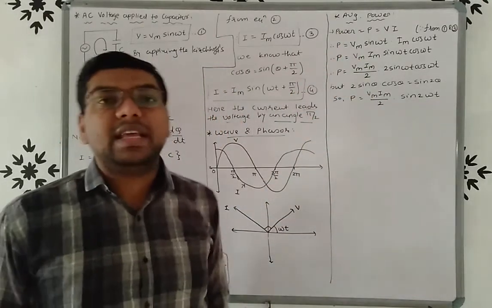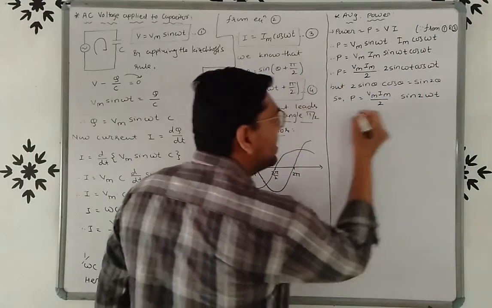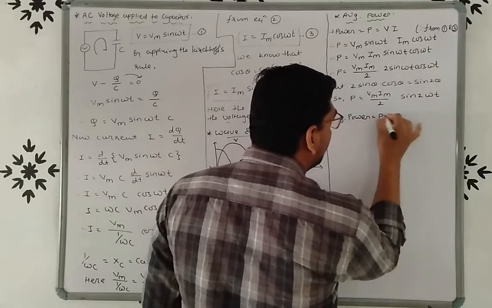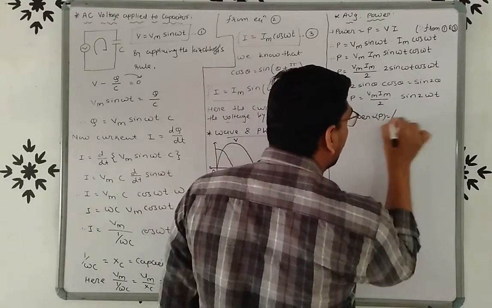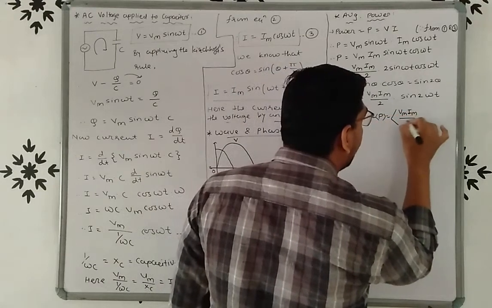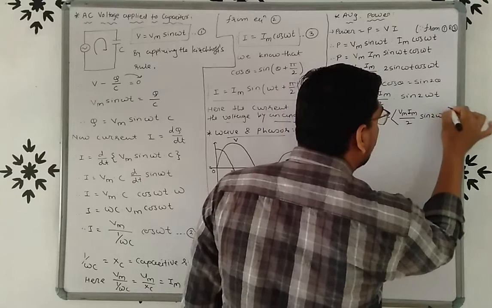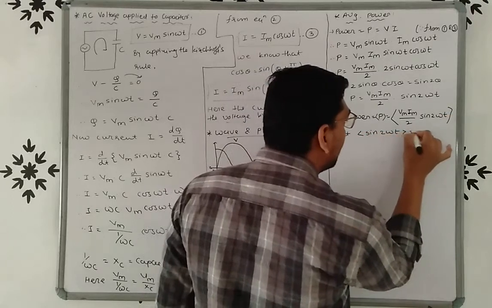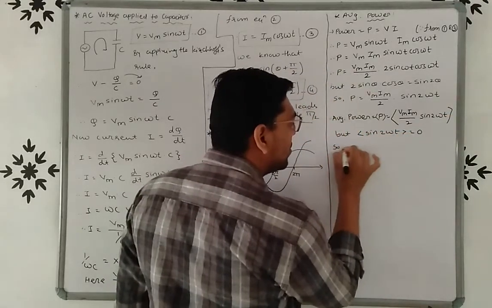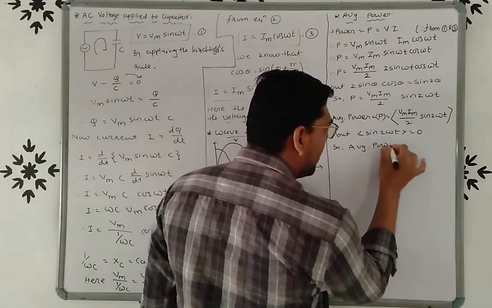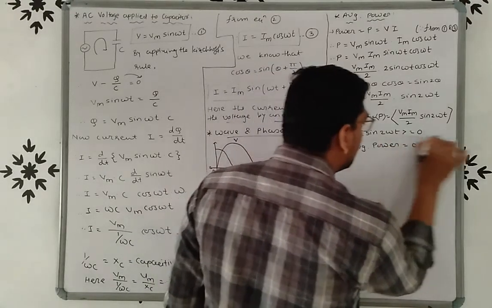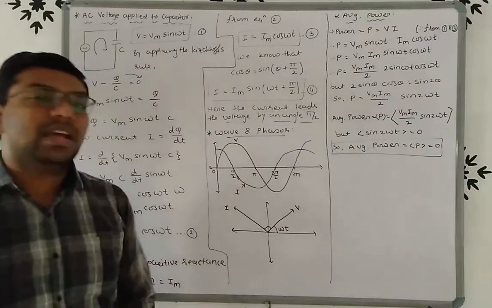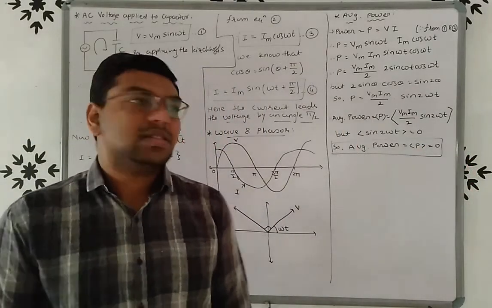But here we have to find the average power. So here we take the average of this equation. So the average power equals the average value of Vm Im by 2 sin 2 omega t. But the average value of sin 2 omega t is equal to 0. So the average power is equal to 0. So when the AC voltage is applied to the capacitor, the average power is 0.